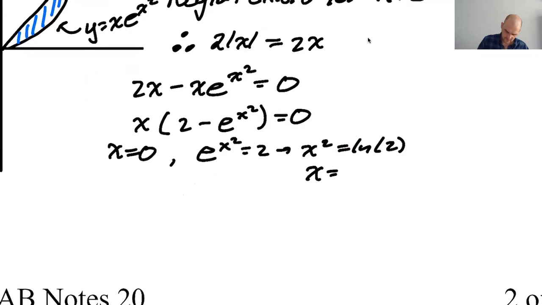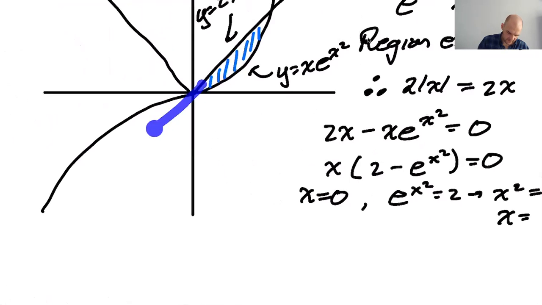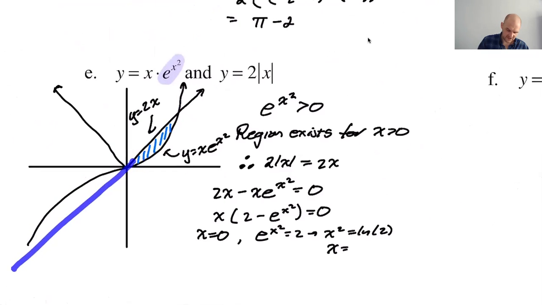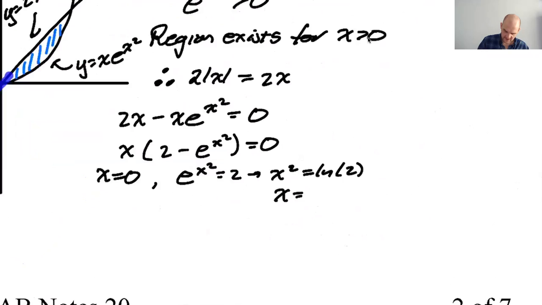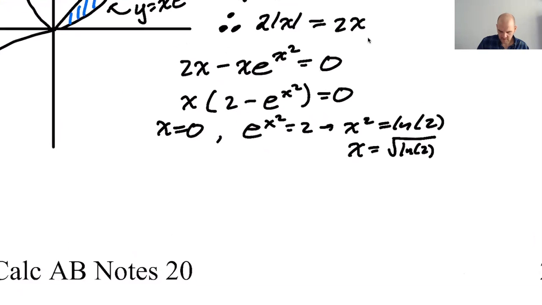Because the negative one is what? Extraneous, I guess? Oh, no. So y equals 2x would intersect again, but we're not actually dealing with that. We're actually dealing with the absolute value. So that's why I'm taking the positive square root. Wow. Okay. Let's set up our integral.